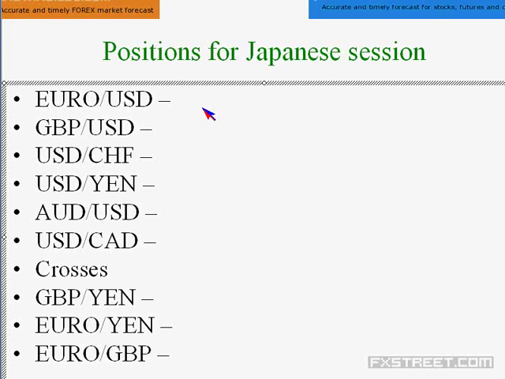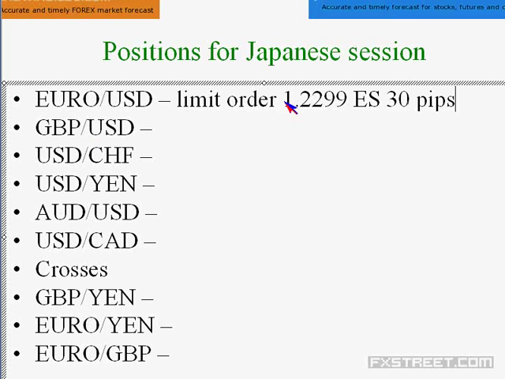Now euro current level is 1.2318, 1.2320. The low is 1.2297. So I will try to keep a limit order at 1.2299 with an entry stop of 36. I am just keeping it in case they come closer to the low, and I will get the order filled.